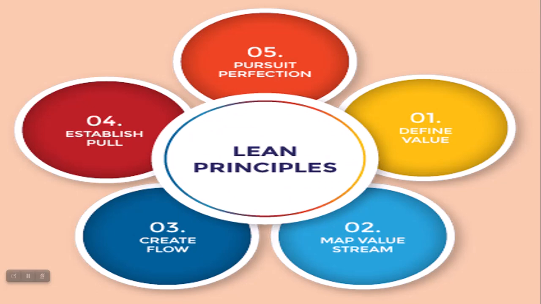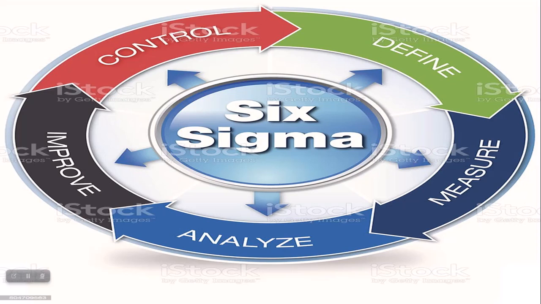In the lean principle, the value needs to be defined, map the value stream, how it should be done, the process, then create the flow of the operation, then establish the pull, and then pursue perfection. In Six Sigma, it is define, measure, analyze, improve, and control.